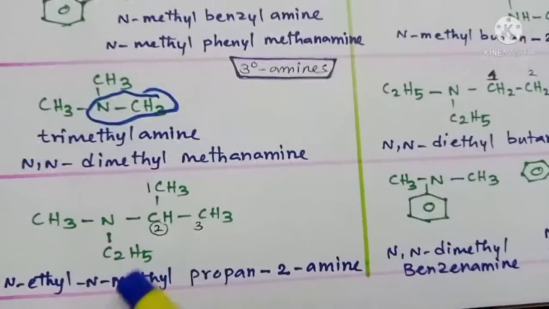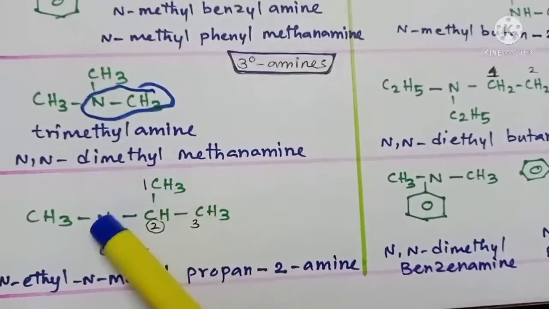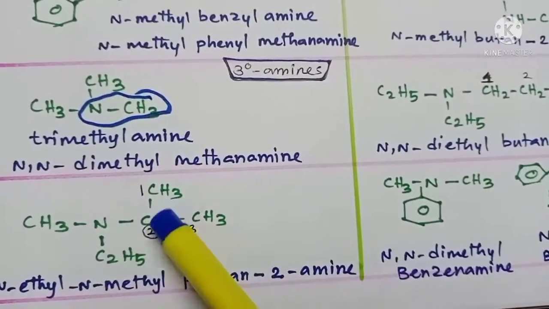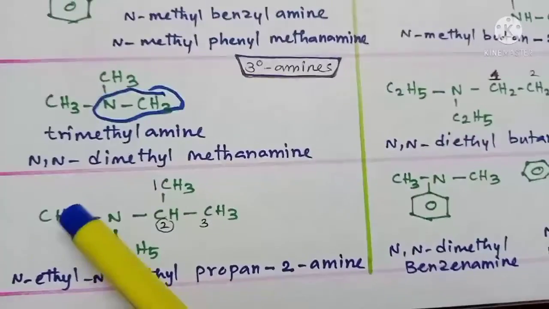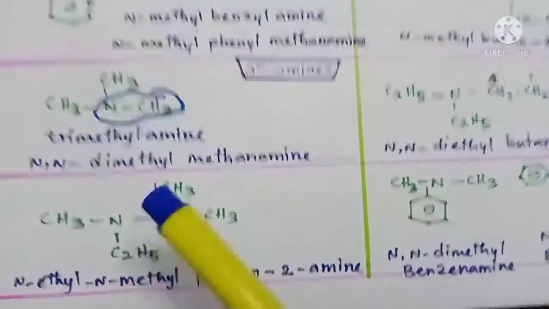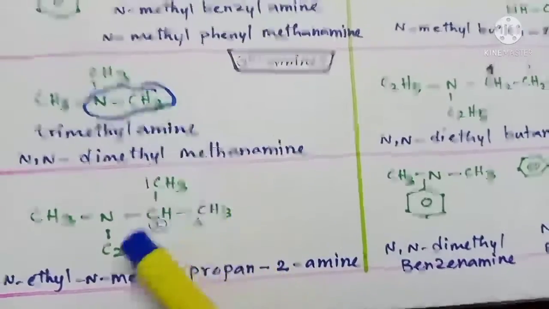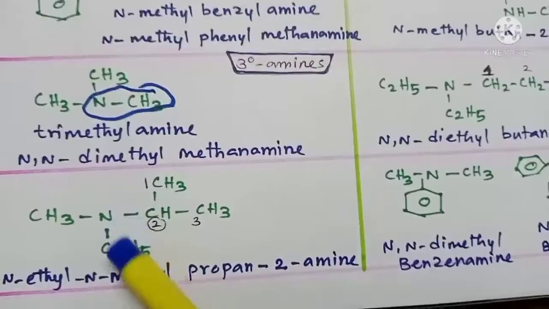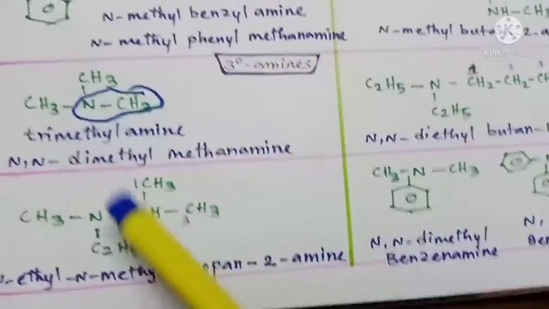Then the IUPAC name. The parental compound is the longest carbon chain, 3 carbons with the amino group. So propanamine, with the amino group at the second carbon, so propan-2-amine. These two are considered substituents. There are different alkyl substituents, so follow alphabetical order: ethyl, methyl, propan-2-amine, N-ethyl, N-methyl. So N-ethyl, N-methyl, propan-2-amine. That is the IUPAC name for this compound.